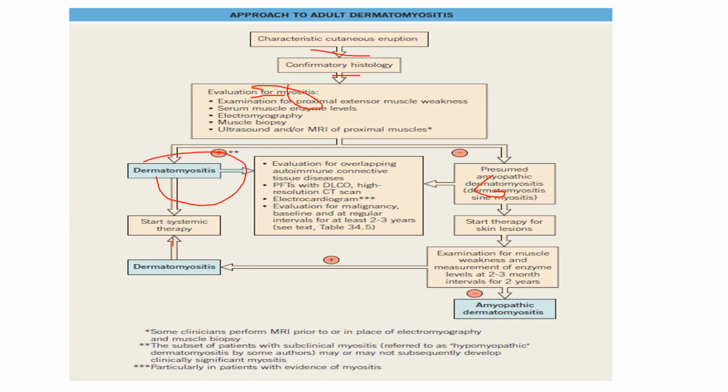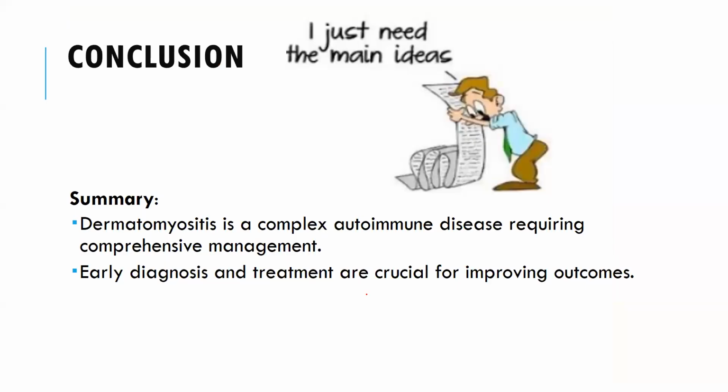But if later on the patient is followed up and they develop muscle weakness, like in this box here, then you go back to dermatomyositis, then you initiate systemic treatment. So as you're managing these patients, this is a good table to remind you of the things that you are expected to do. So in conclusion, if someone needs to know what is the main idea in this condition.